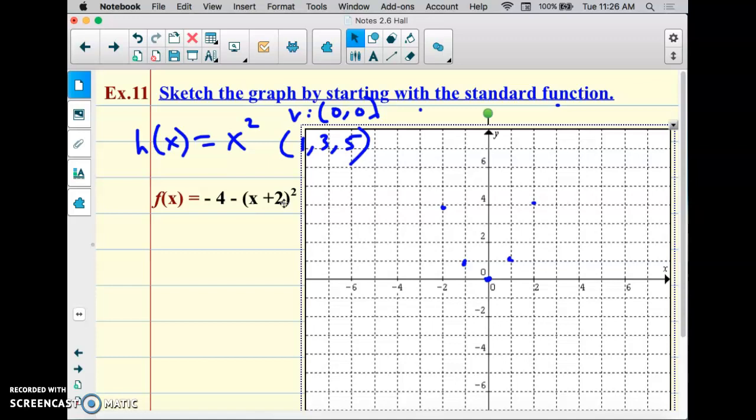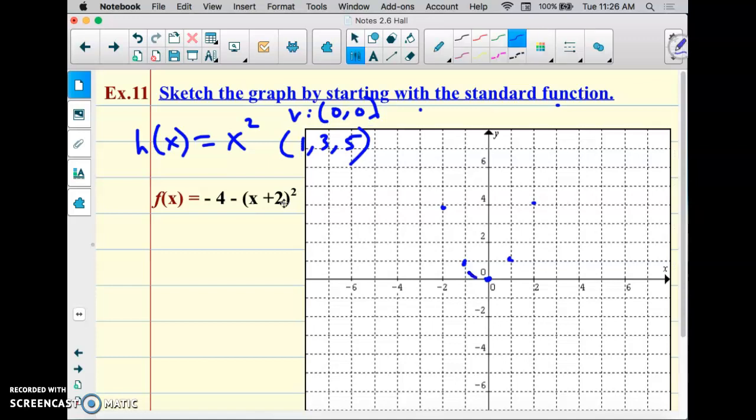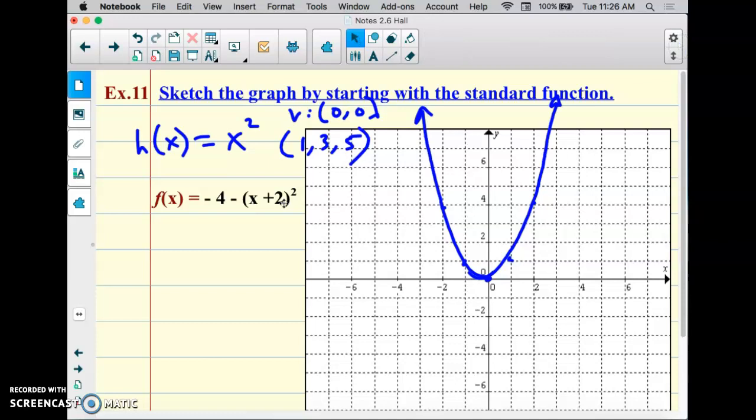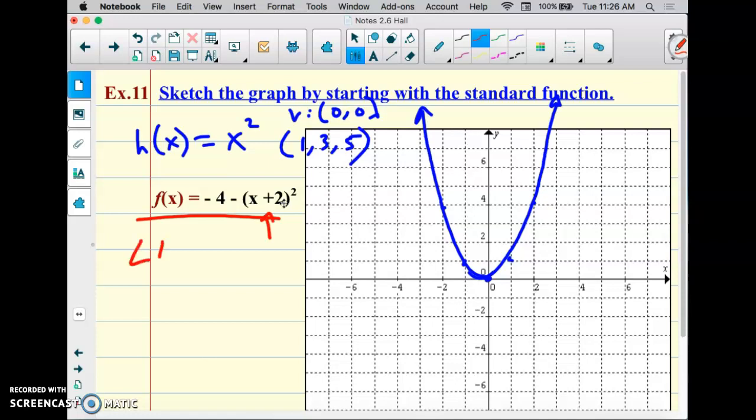All right, and now you make the parabola. There you go. That's just the standard function. Now what they want me to do is graph the function starting with the standard function, and now let's write down what this equation is actually doing for us. That plus 2, I'm going to work inside the parentheses first. That plus 2 is a shift left 2.